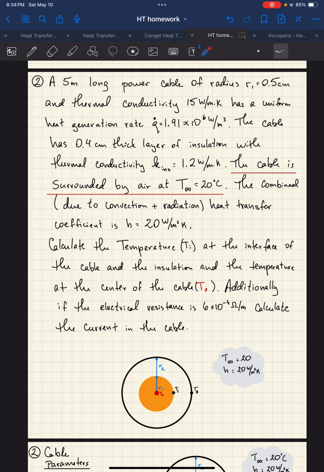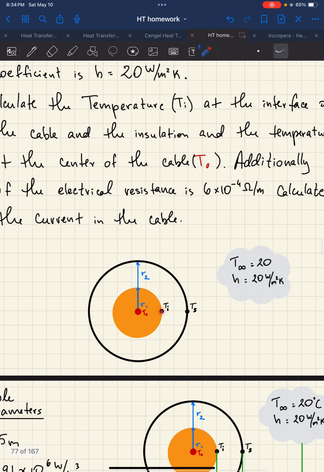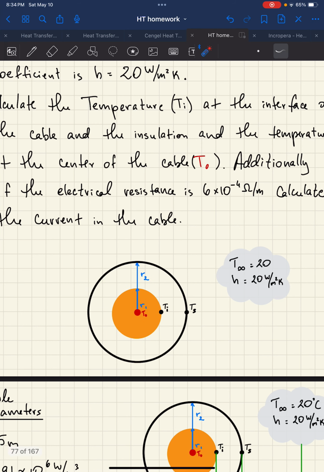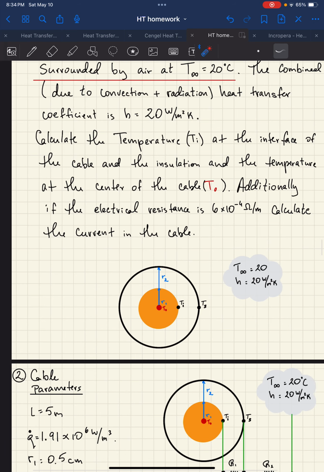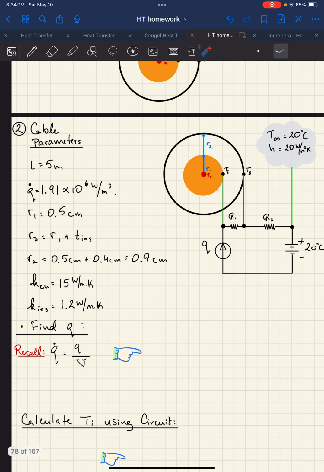So the most important calculation in this problem from an engineering aspect is the interface temperature. In other words, the temperature at the conductor, basically as the conductor touches the insulation right here, because that is where the cable will start to burn if the current is too high. So this is a real world problem where this is an important number to calculate. So let's see how to do that. So in this particular question, you could actually find Q. Before we get to that, let's take a look at the thermal circuit.